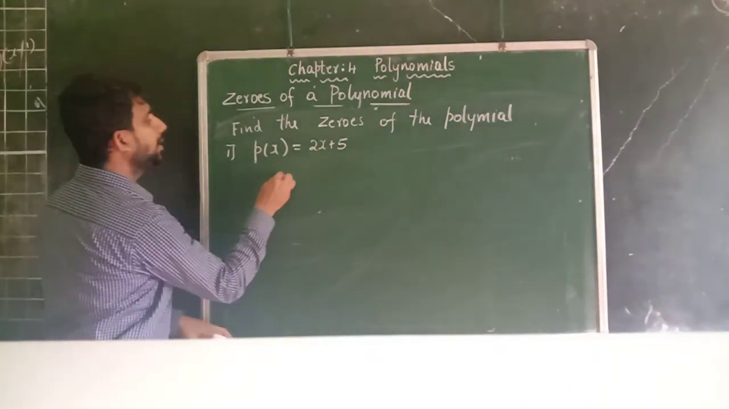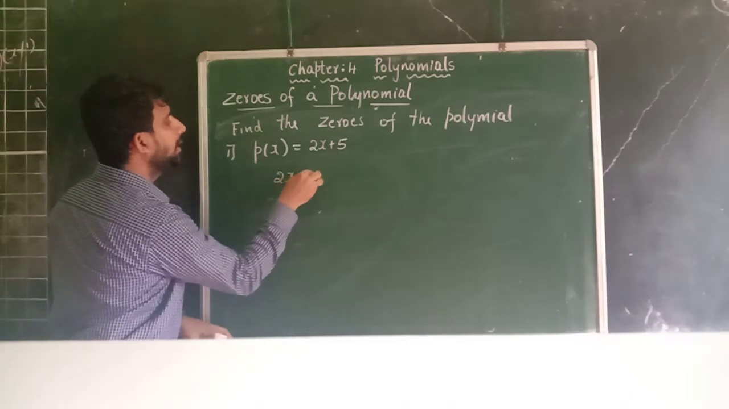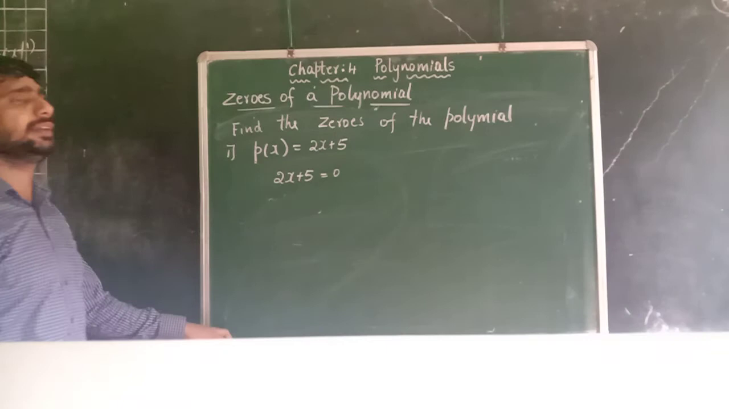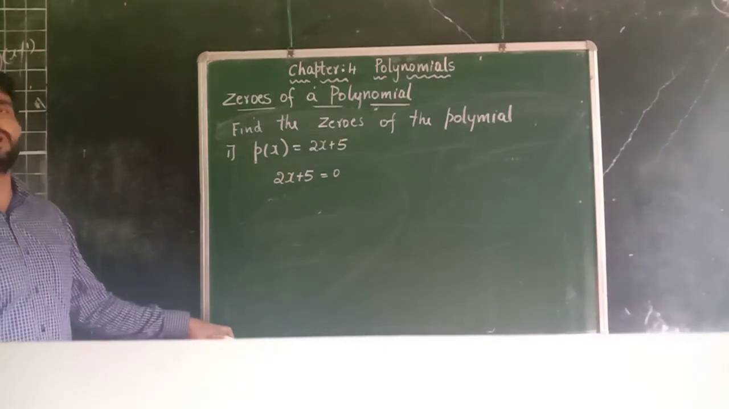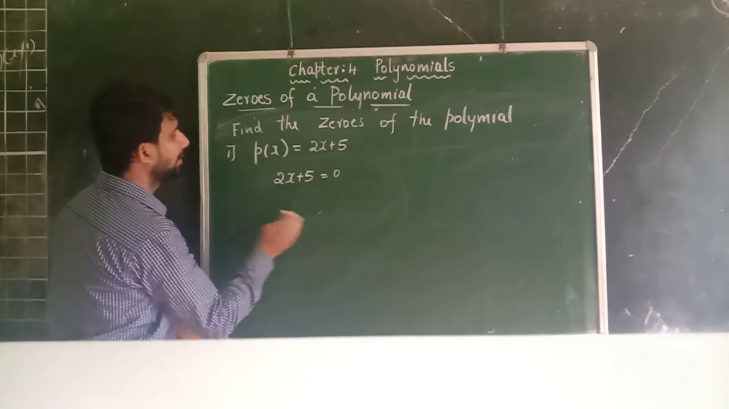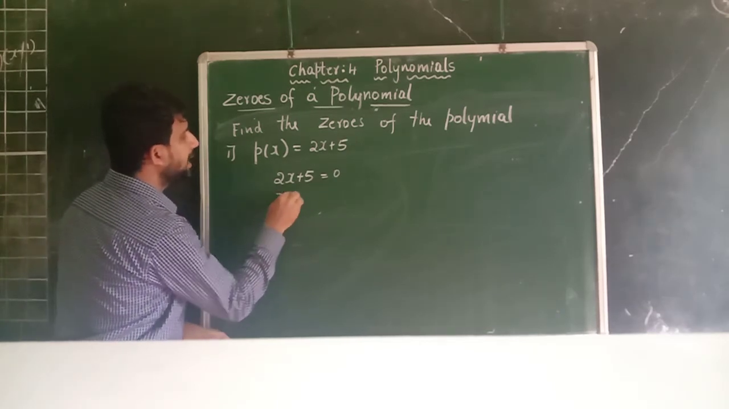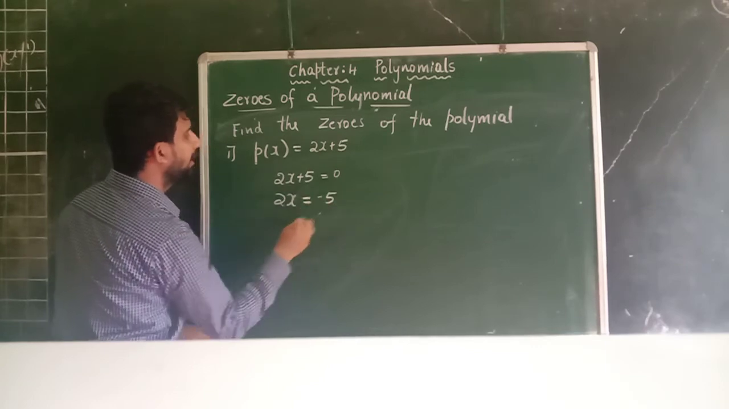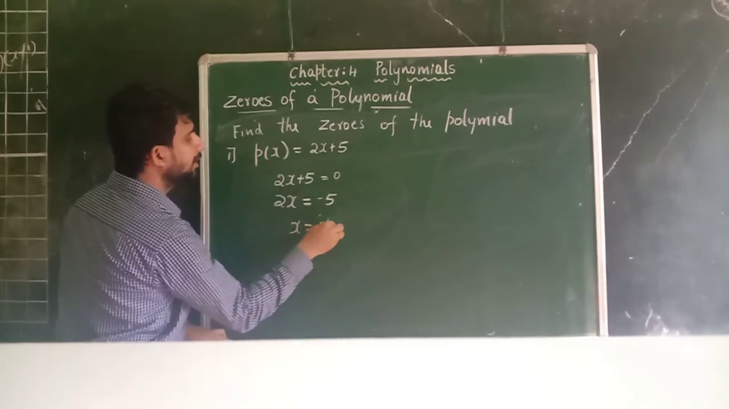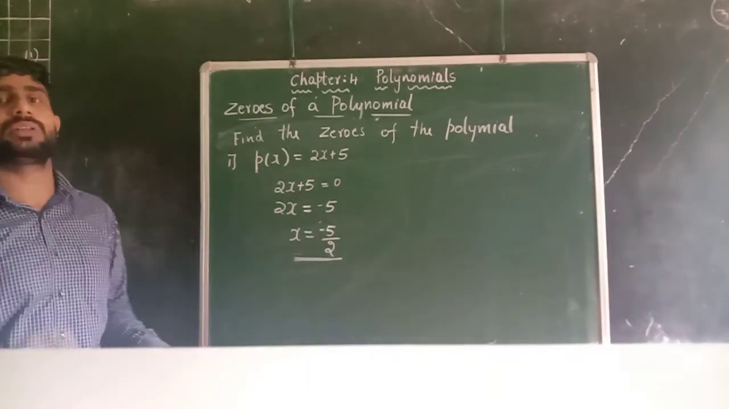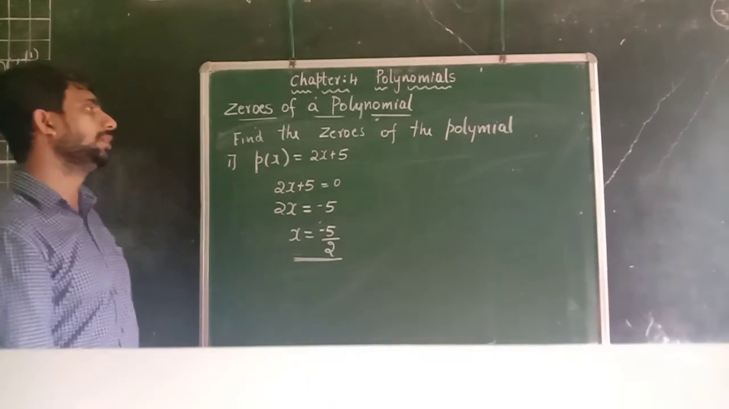First, what should we do with the polynomial? To find the zeros of any polynomial, equate it to 0. Why do we equate it to 0? Because if I substitute some value for x, the value becomes 0. So 2x is equal to, transposing this 5, minus 5. x is equal to minus 5 by 2. That is one zero of this polynomial.